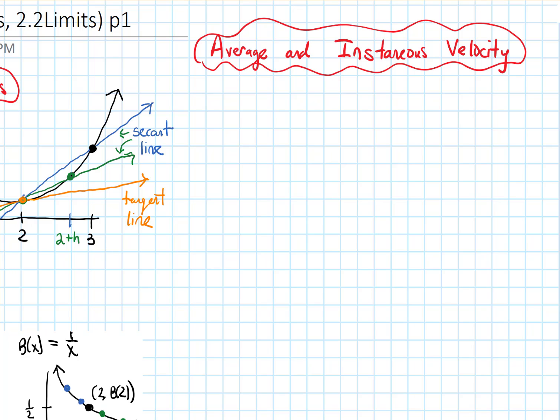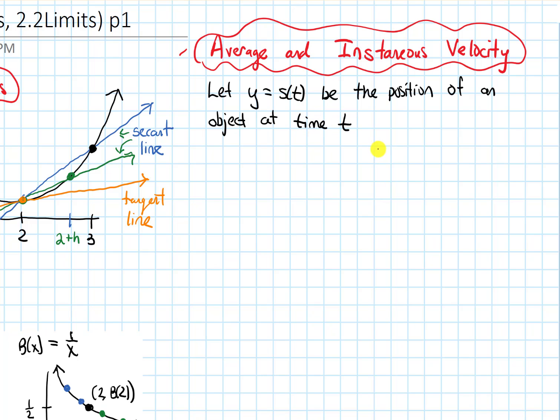In this discussion video, we will be reviewing average and instantaneous velocities and doing a practice problem. So let's let y equal s of t be the position of an object. So this is the position function of an object at time t.